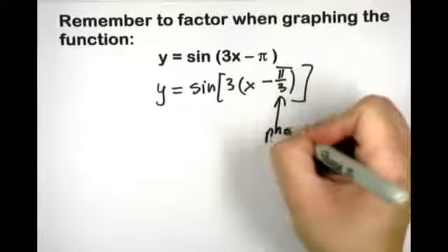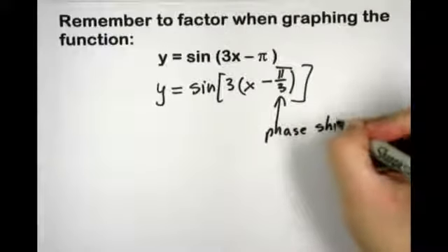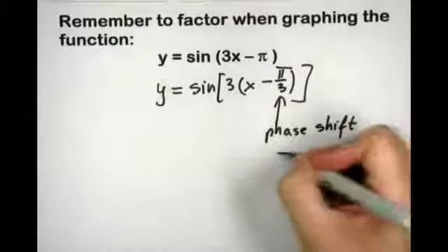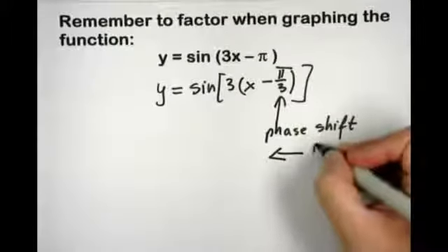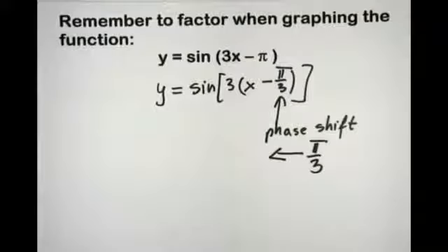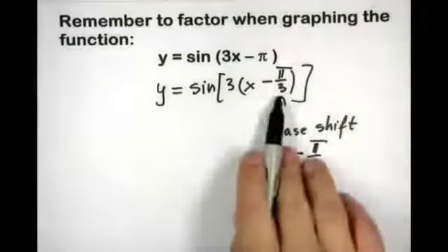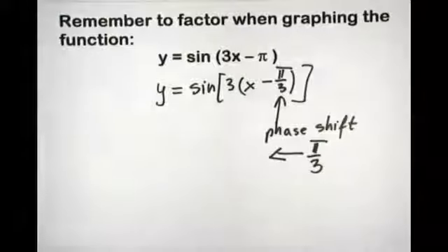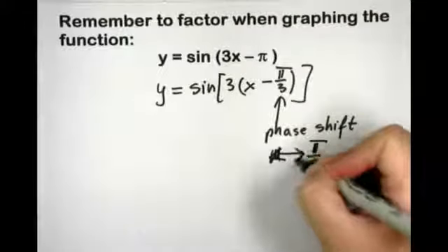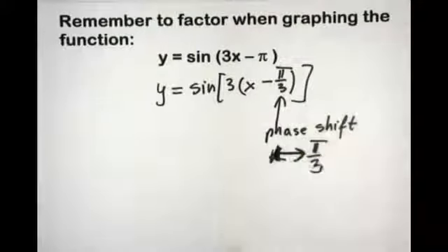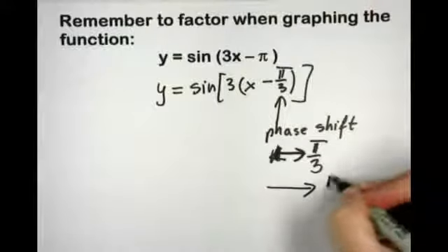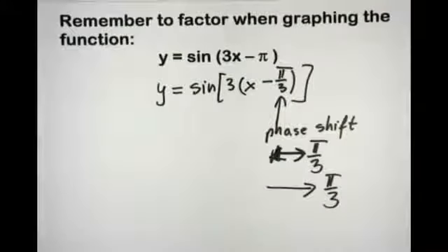Phase shift, or in other words, we move the graph horizontally by pi over 3. That's very important, by pi over 3, not by pi. In that case, we are moving to the right, because it's minus. We are moving to the right by pi over 3, to be clear.